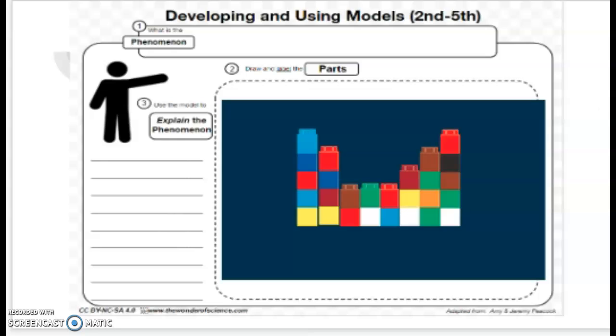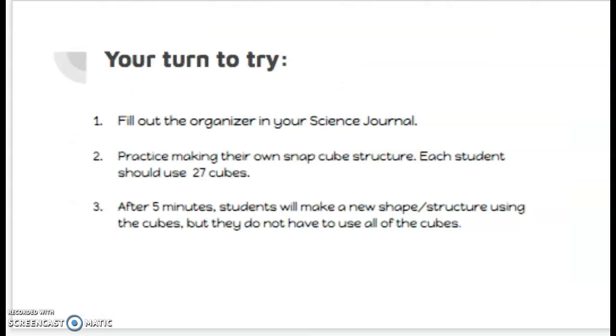Now it is your turn to try. You are going to get the same graphic organizer and 27 cubes to create your structure. So go ahead and get out your science journal, and I want you to think about what you want your structure to look like. And turn to the next clean page and go ahead and start drawing out what you think your structure will look like.